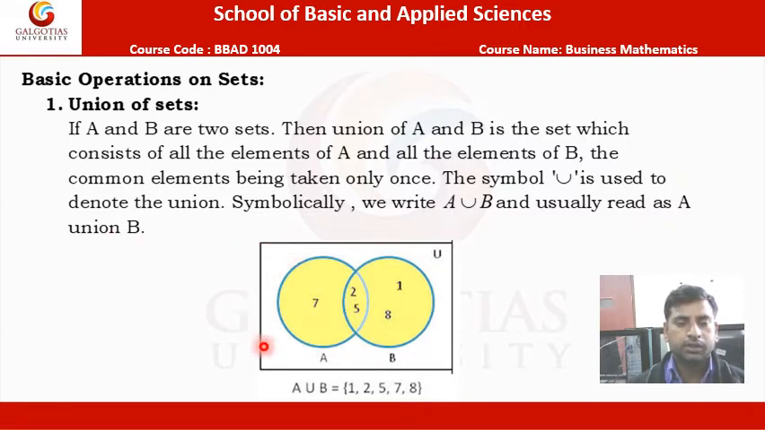So this is the example here. A consists of the elements 7, 2 and 5 and B consists of the elements 1, 2, 5, 8. So 2 and 5 are the common elements, and all the common elements will be written only once. So A ∪ B will be 1, 2, 5, 7 and 8. 2 and 5 will not be repeated.